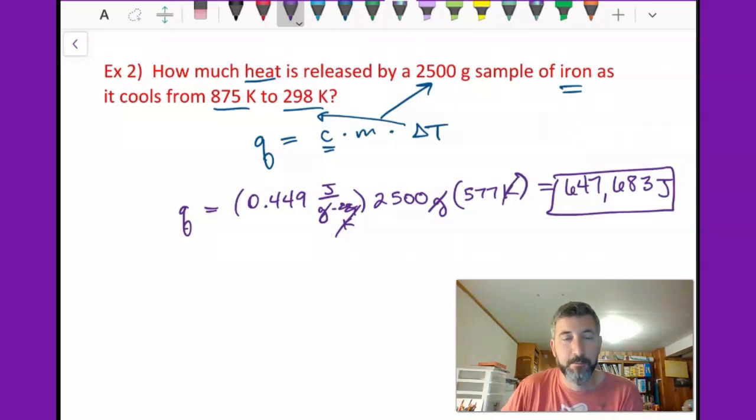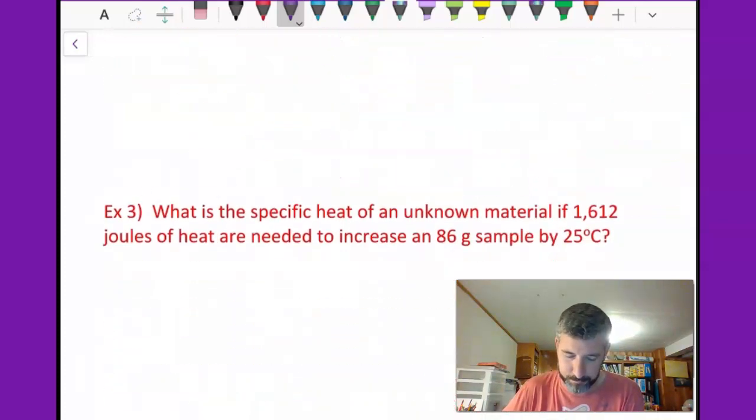Super huge number, but that's okay because joules are really small. And this was a large sample of iron, 2,500 grams. So a bigger sample is going to release more heat. Plus, it's going from super hot to not so hot. So big temperature change.